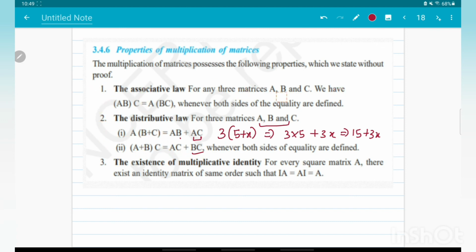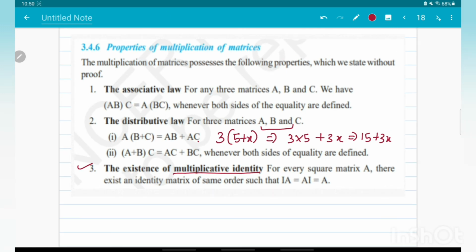So this is for the associative law and the distributive law. Now the third one is the multiplicative identity. In this multiplicative identity, suppose there is a square matrix A. Now what do you mean by square matrix? We have learned in our previous video that in a square matrix the number of rows will be equal to the number of columns, that is m is equal to n. So there exists an identity matrix of the same order such that the identity matrix into matrix A will be equal to the matrix A itself.